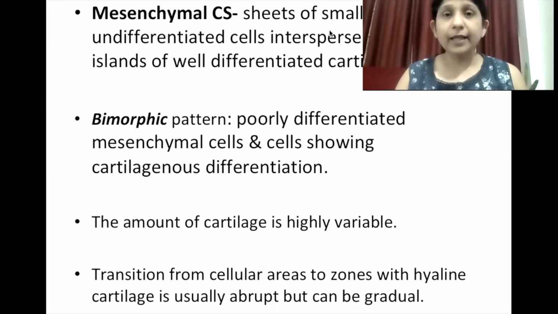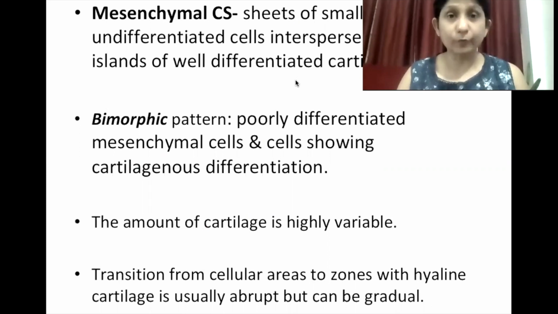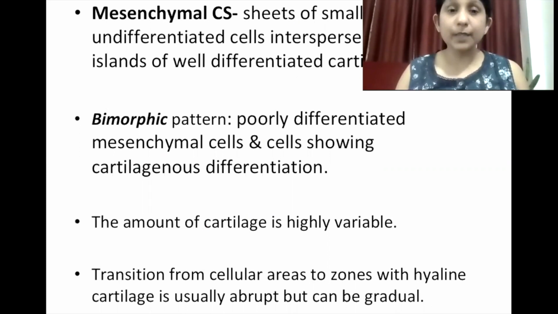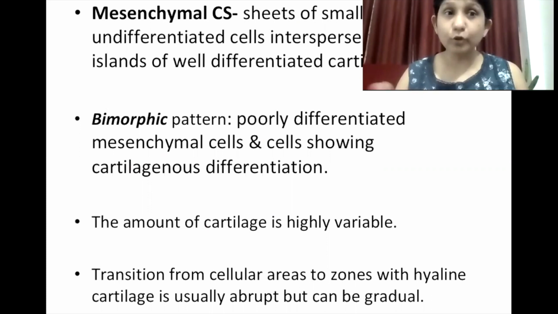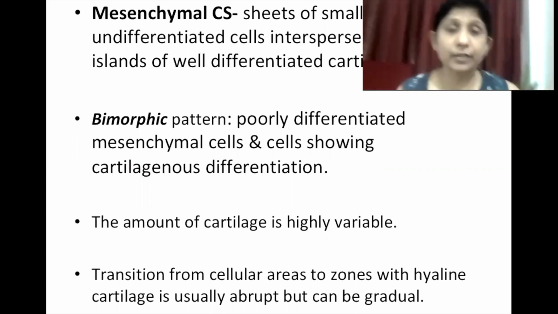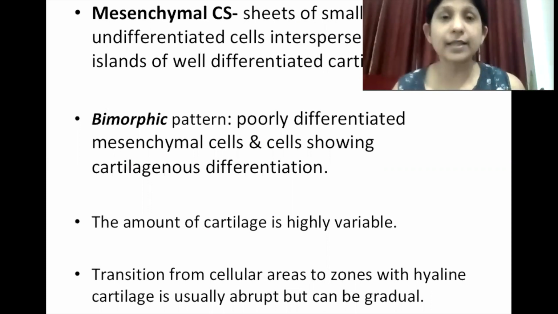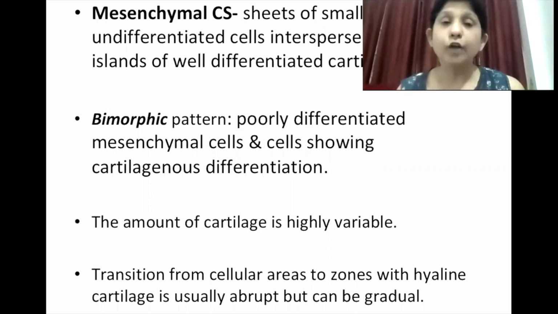Now, having said that, I've already discussed that we have different histological types of chondrosarcoma. The first is mesenchymal chondrosarcoma. From the name, you know that the chondroblasts and the chondrocytes are basically mesenchymal in origin. So you will obviously find small ovoid undifferentiated cells.